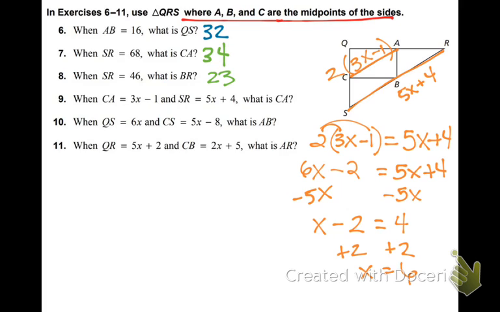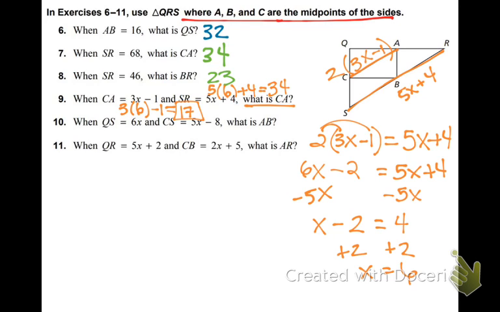Probably a lot of you would stop here. But what did it ask for? You gotta plug it in, but where? For CA. So 3 times 6 minus 1. 3 times 6 is 18 minus 1 is 17. Is there a way I could have checked that? Yeah. I could plug it in the other. 5 times 6 plus 4. What's 5 times 6? 30 plus 4 is 34, which is the whole line, that outer line. Divide by 2 is 17. So boom, we got it correct.